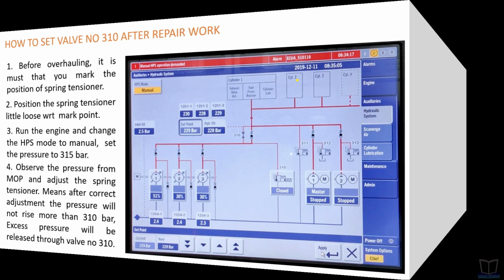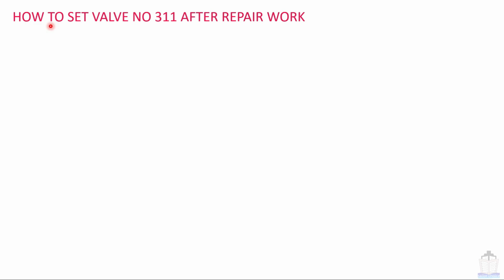Now moving next, how to set valve number 311 after repair work.